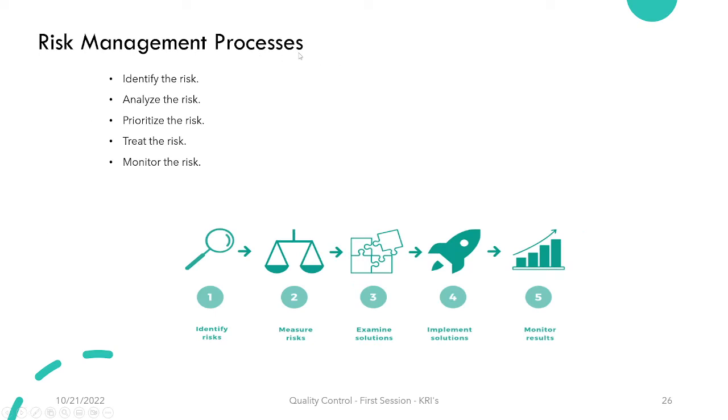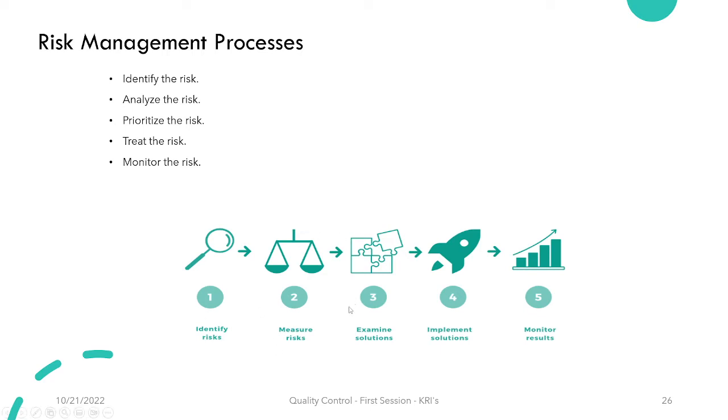Risk management processes. Please, guys, you need to focus on these 5 points clearly. These 5 points actually identify and clarify the life cycle of the risks itself, the KRIs itself. First of all, we need to understand how we can identify the risk. We have risks. We need to identify these risks. We need to know how we can identify these risks properly.